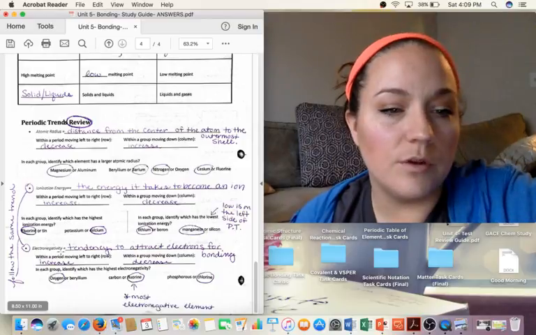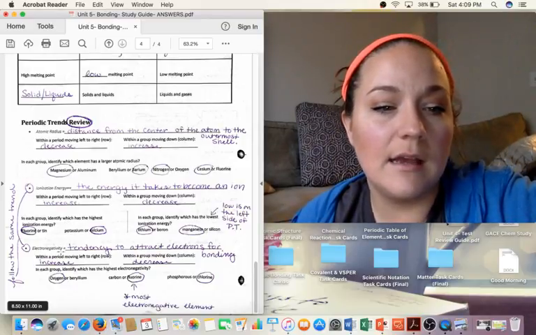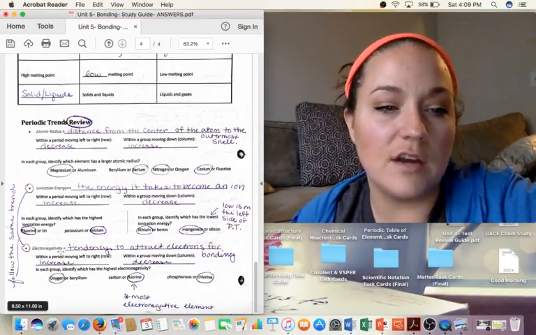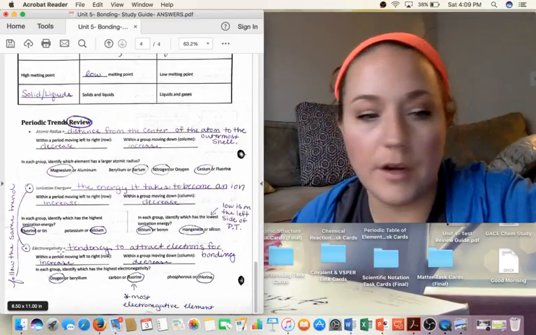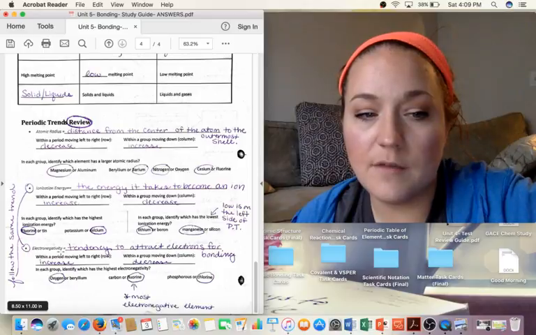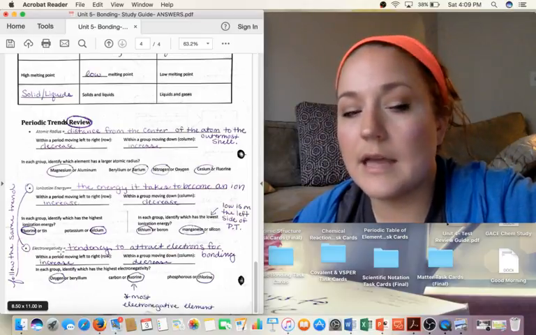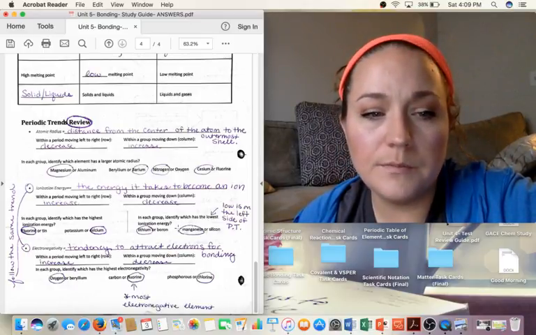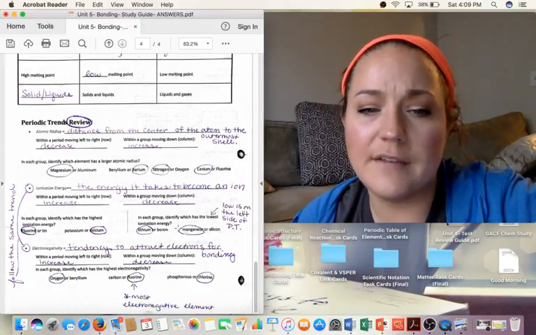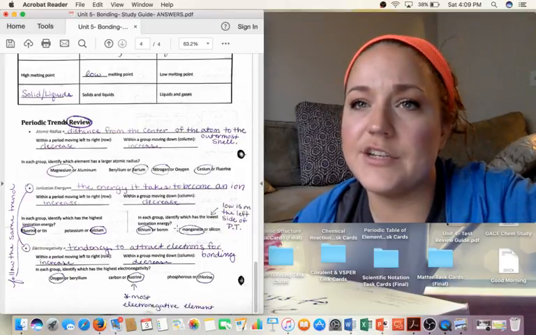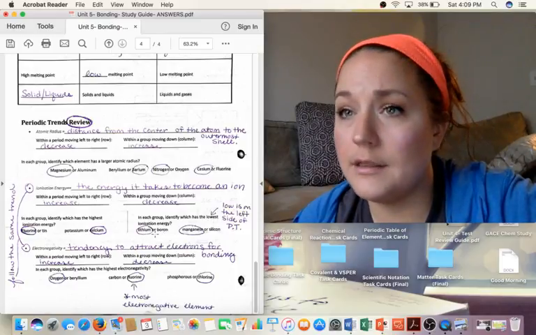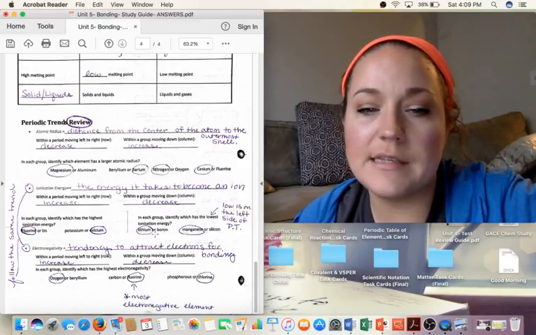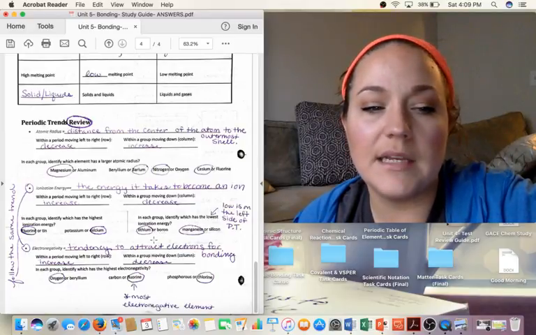In each group, identify which has the highest ionization energy. So compared to fluorine versus tin, it's going to be fluorine. Potassium versus calcium, calcium wins. So in each group, identify which is the lowest ionization energy. So lithium versus boron, lithium wins. Magnesium or silicon, that would be magnesium.